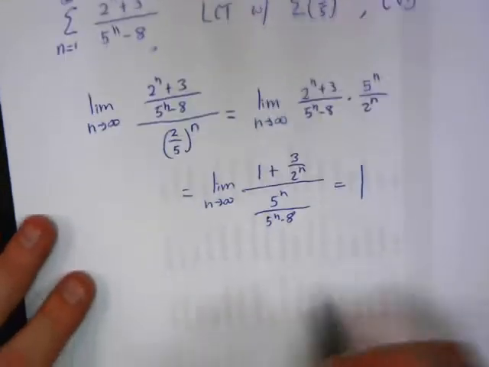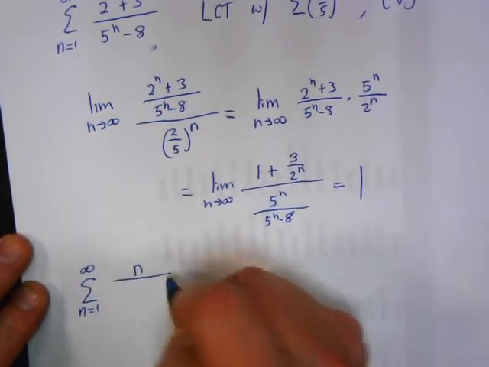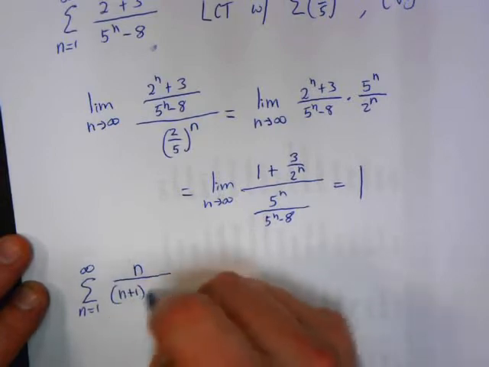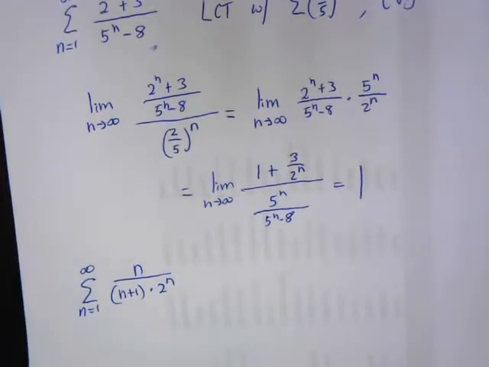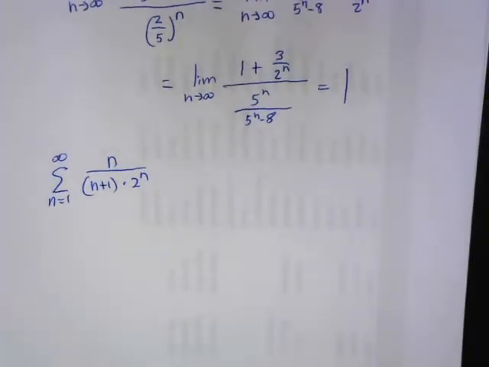How about the sum n equals 1 to infinity of n over n plus 1 times 2 to the n? Once again, you need to kind of make a guess, converge or diverge, and a lot of times that guess is going to tell you which series you should compare it to. Converge or diverge, and what's your comparison series?